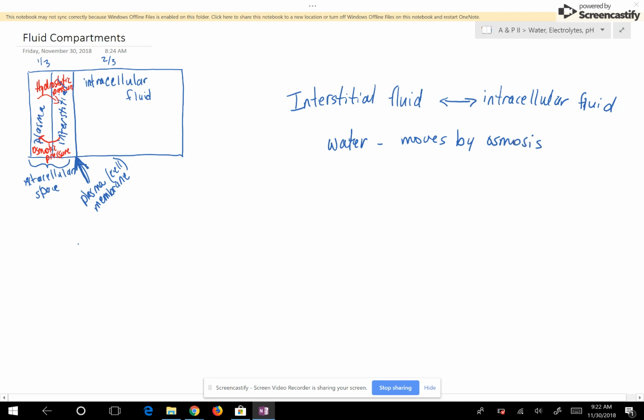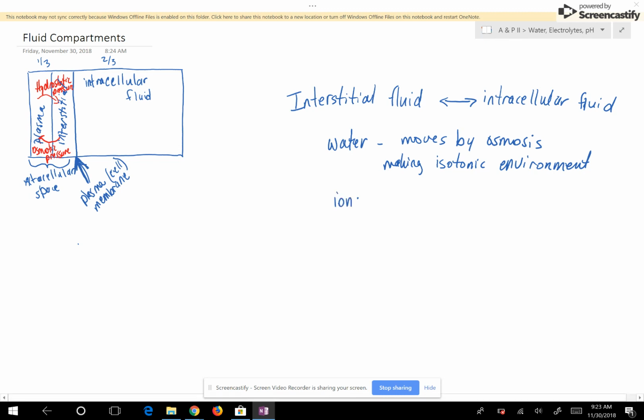Okay, the interstitial fluid and the intracellular fluid are always going to be equal in concentrations. If you remember the word isotonic, the water is going to move by osmosis, making isotonic environments, making the environment between your plasma and the interstitial fluid and the intracellular fluid isotonic.